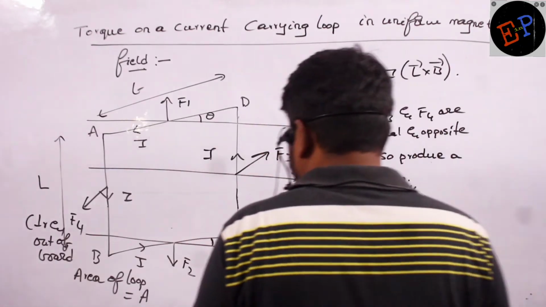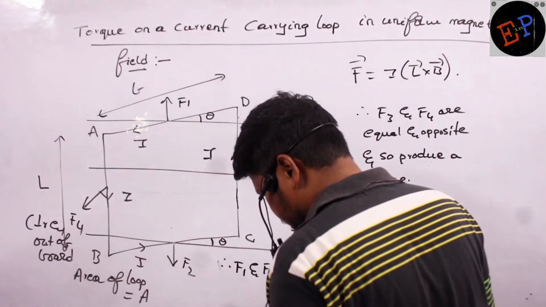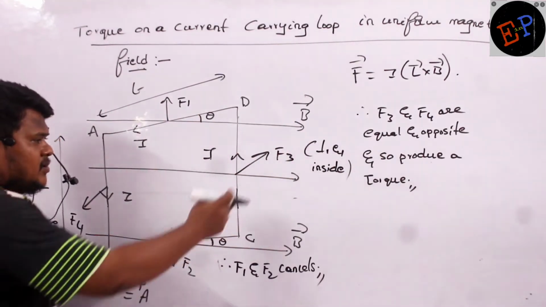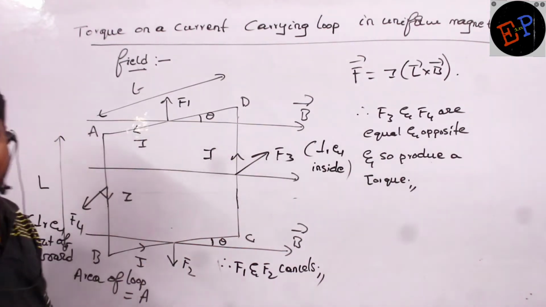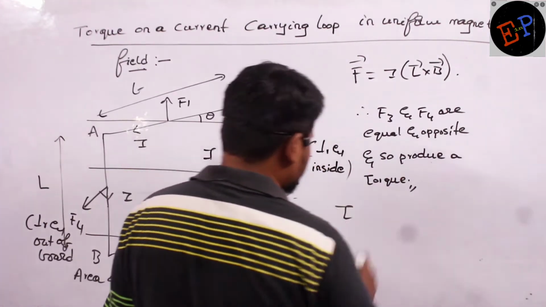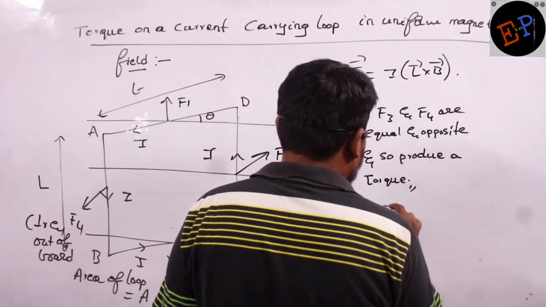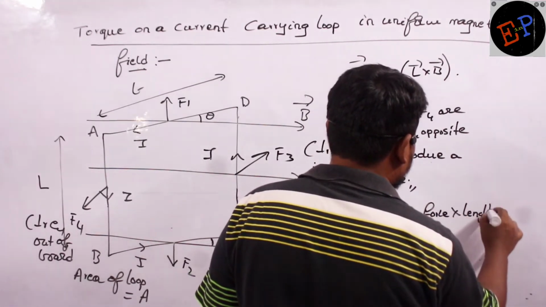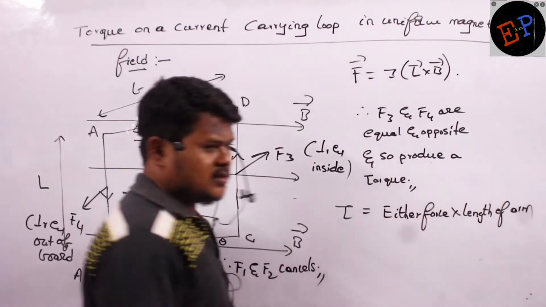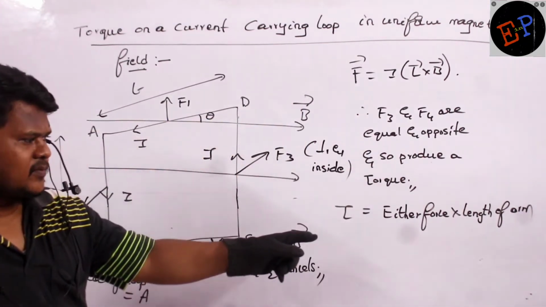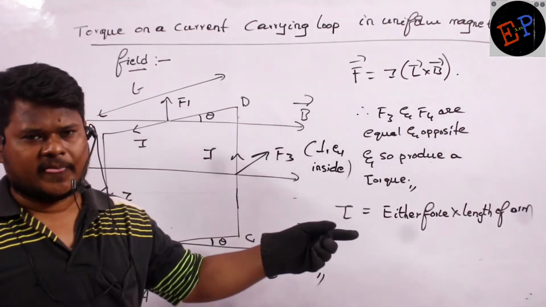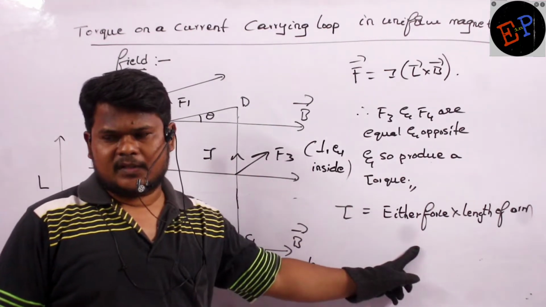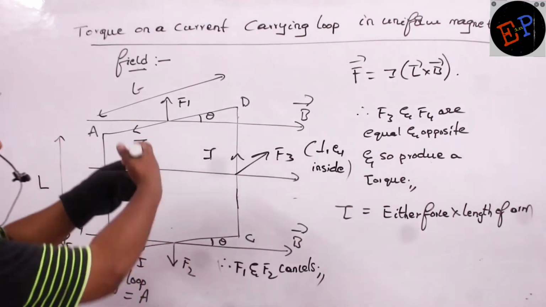Now see. How can I calculate torque? I cannot use r into F here, because two forces are acting, not one. So one more equation of torque is either force multiplied by the length of the arm. Here a couple is acting. Two equal and opposite forces are called a couple. So when a couple is present, by this method I can calculate torque: either force, meaning any one force, multiplied by the length of the arm.